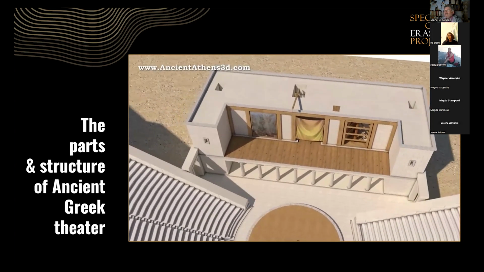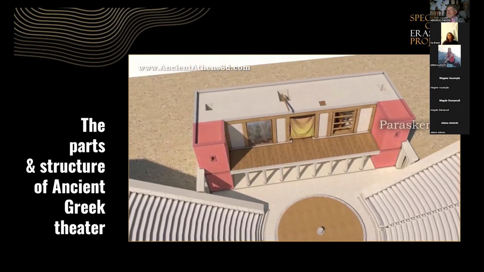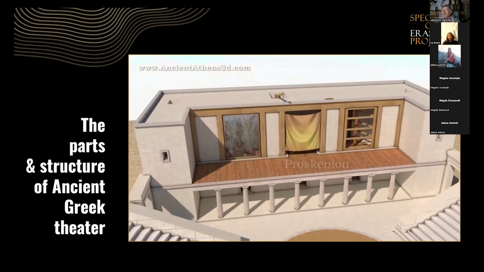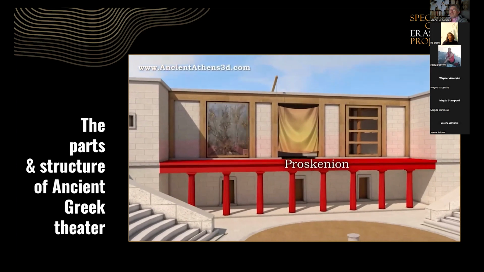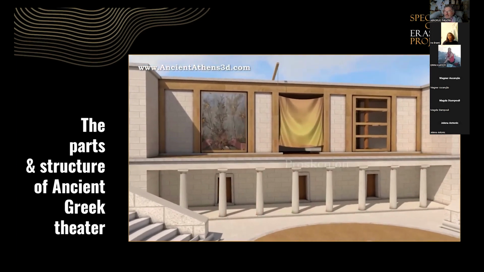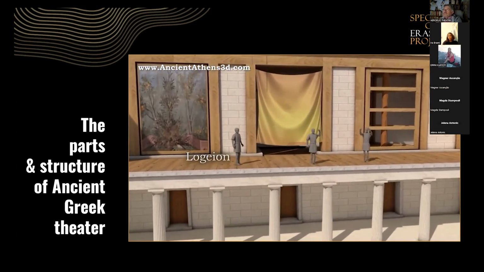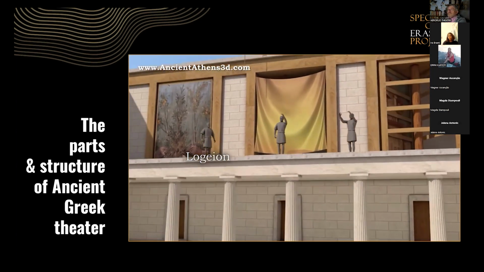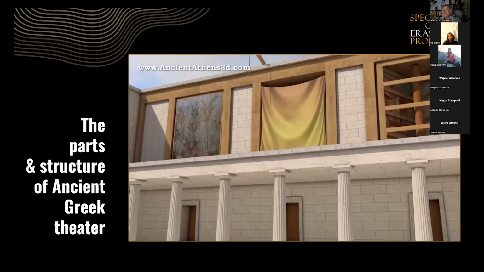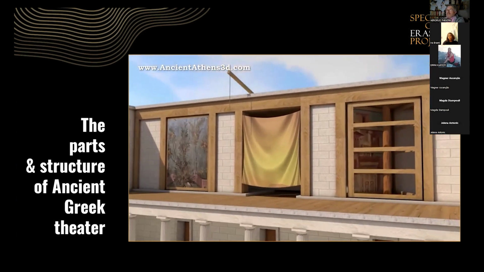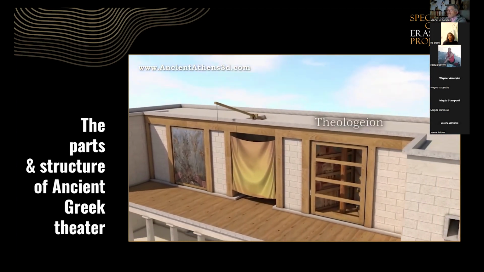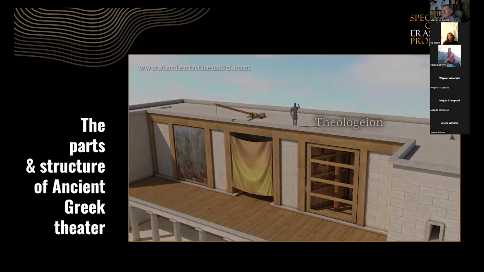The Skene was divided into sections. The paraskenia were the two protruding wings, which served as a storage space. The proskenion was usually a colonnade, located on the facade of the Skene. Its top was called logeion, and was the actor's area of performance. In the larger theatres there was an additional level called theologeion, used for the appearance of gods.